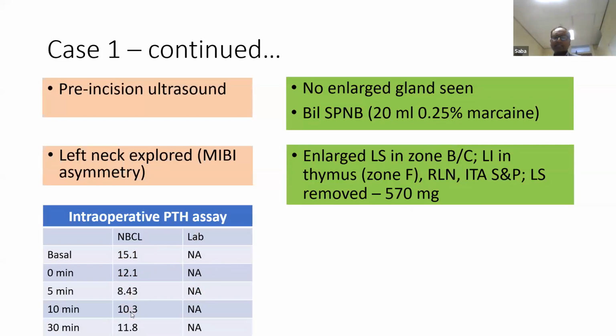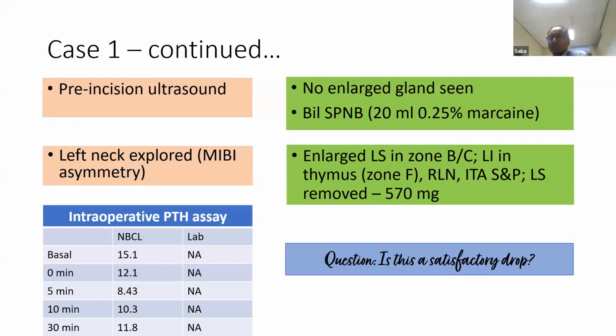And then I think there was a little bit of oozing or bleeding, and I was wanting to explore the thymus a bit more, just to make sure there was indeed a parathyroid gland there. So we took another sample at 30 minutes, and we got 11.8. So would you agree that there is not a sufficient drop? Yes, I don't think so. Yeah. So we're not happy at this point.